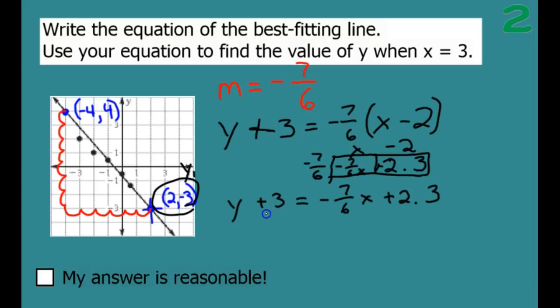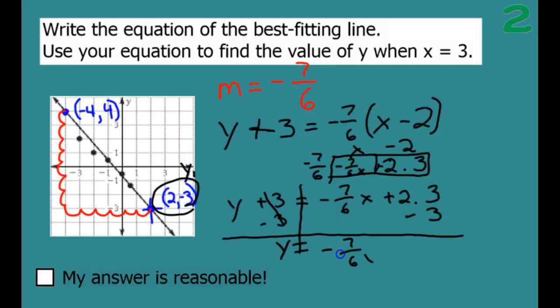So we need to get y by itself, so we need to subtract 3. And when we subtract 3, we're subtracting it from our like terms. So 2.3 doesn't have an x, and y doesn't either. So we're going to subtract those. And we get y equals negative 7/6 x. 2.3 minus 3 will give us a negative 0.7.